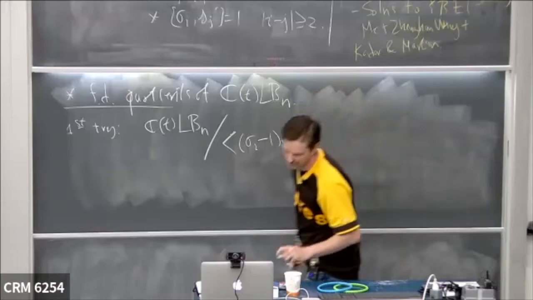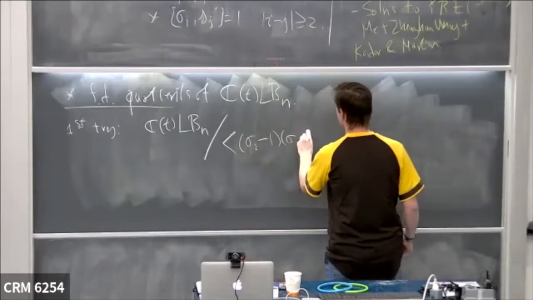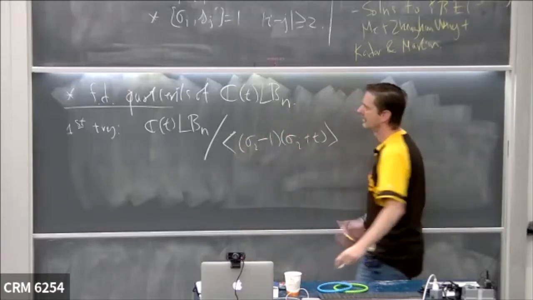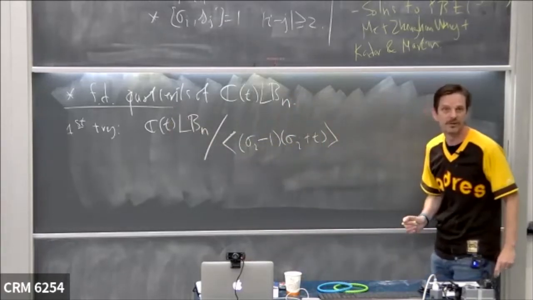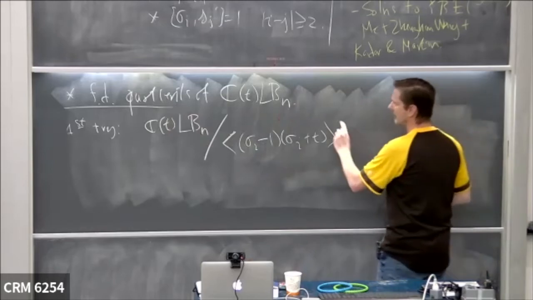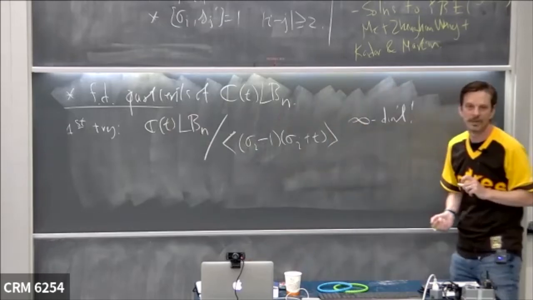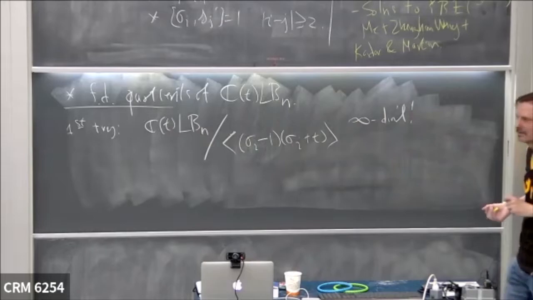Make sure I don't get the plus and minuses switched. I guess I'm okay. Plus T. Right? You might try this. If this were just the braid group, this would be exactly the Hecke algebra. But unfortunately, this is infinite dimensional. And so you look for more things.